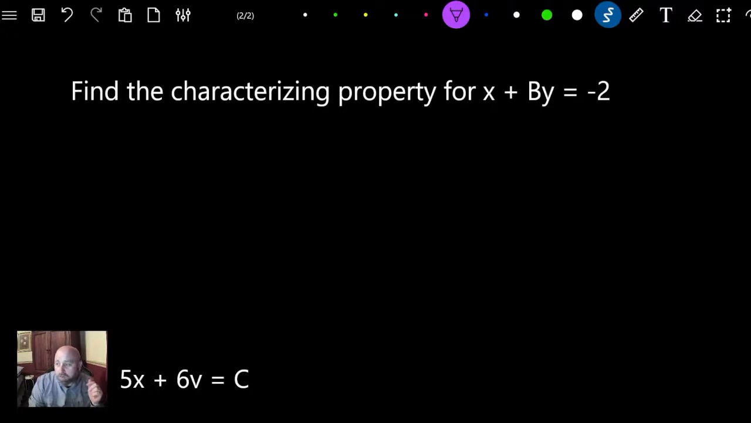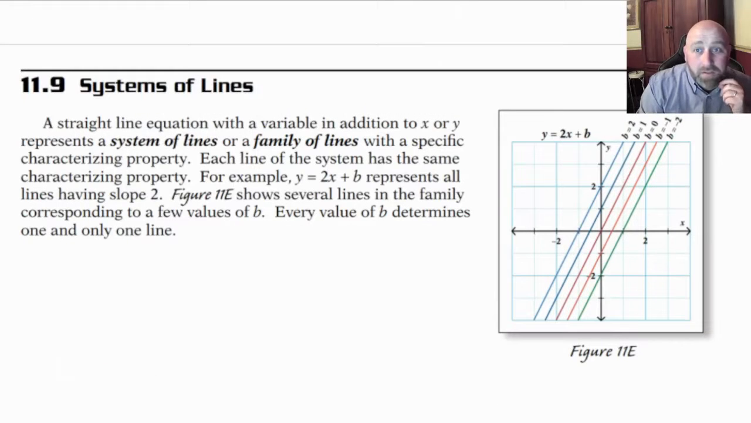All right, go over to the next lesson, which is 11.9. I think this is going to be a super easy lesson for you. I think you're going to like it. So 11.9, a straight line equation with a variable in addition to x or y represents what's called a system of lines. What's a system of equations? A system of equations is just a system of lines.